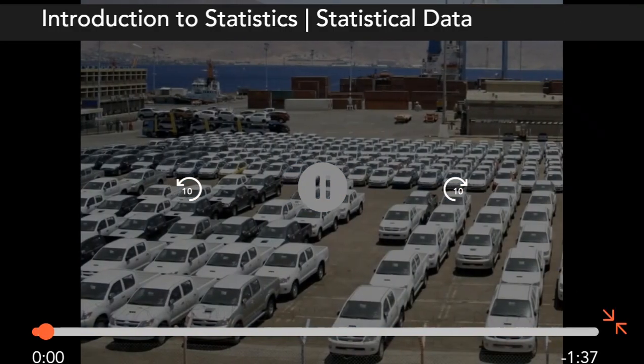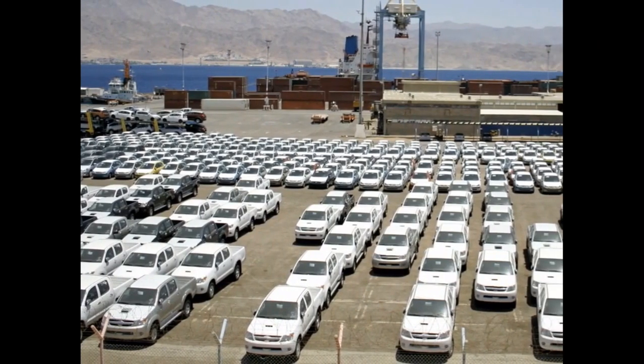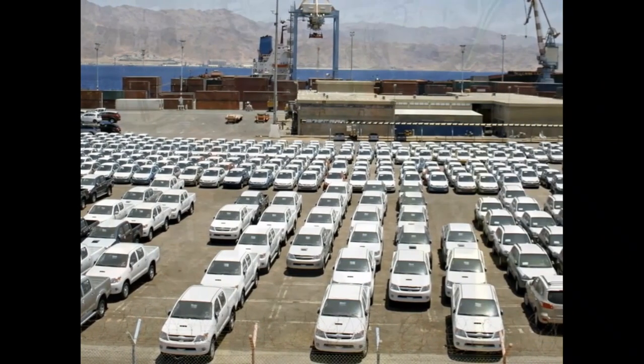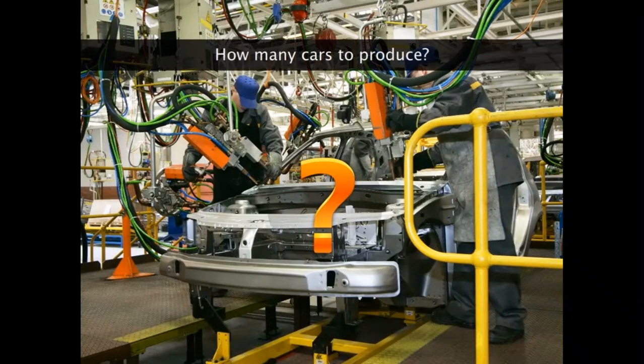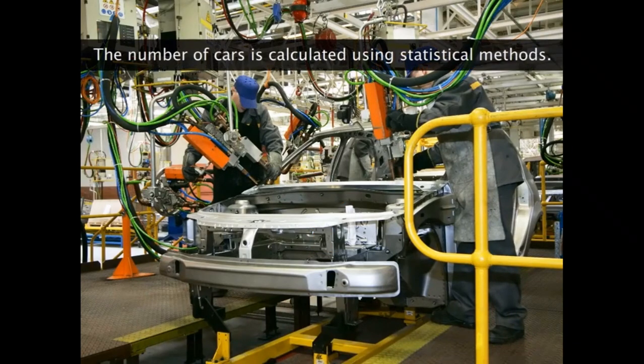Every company aims to sell the maximum number of units of its products. But how does a company decide how many units to manufacture? For example, how will a car manufacturing company know how many cars to produce? The number of cars to be produced is calculated using statistical methods.